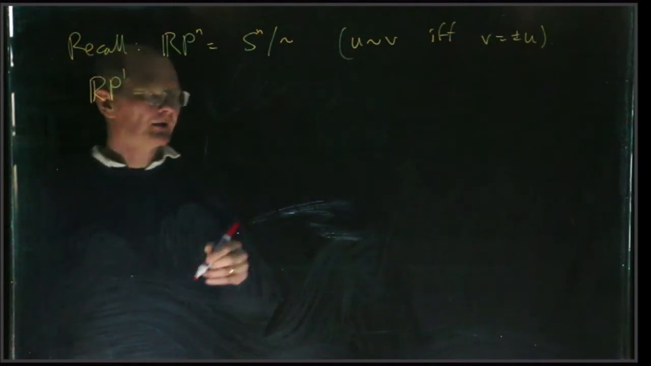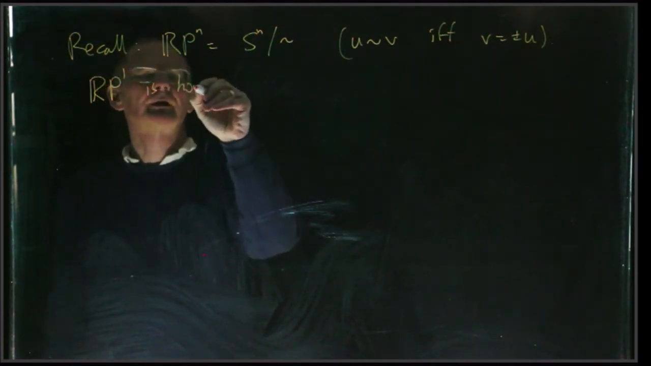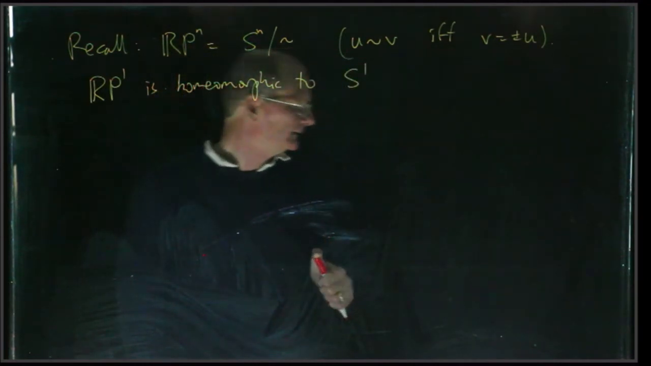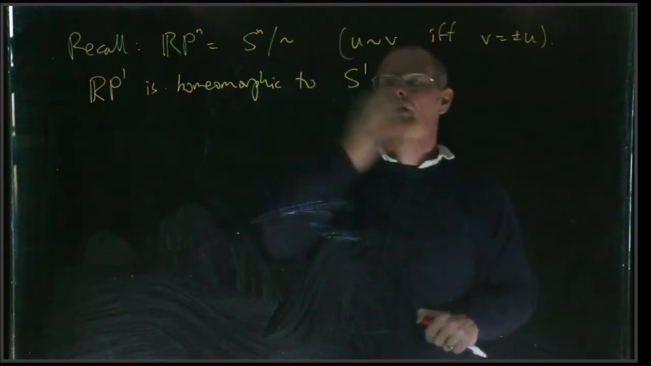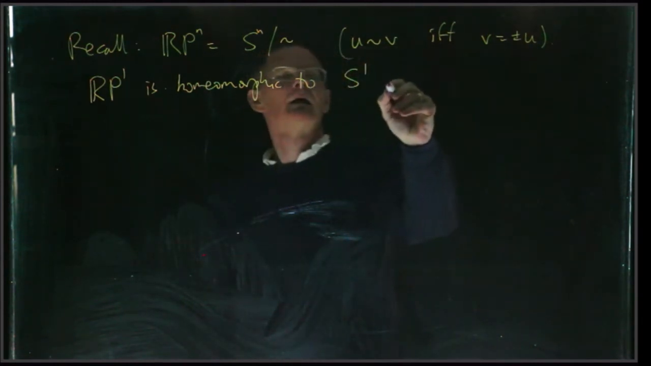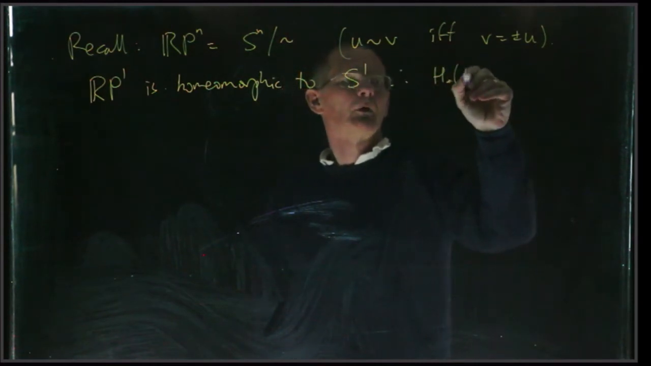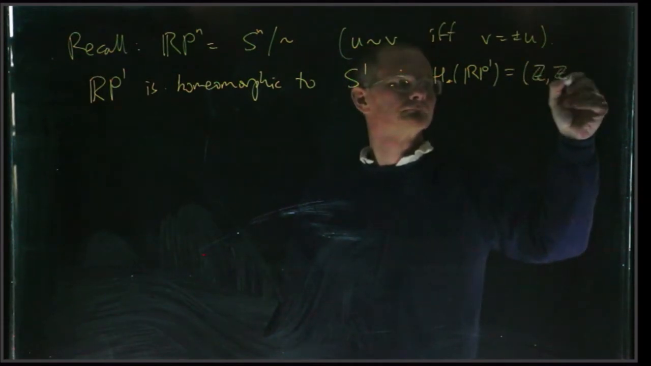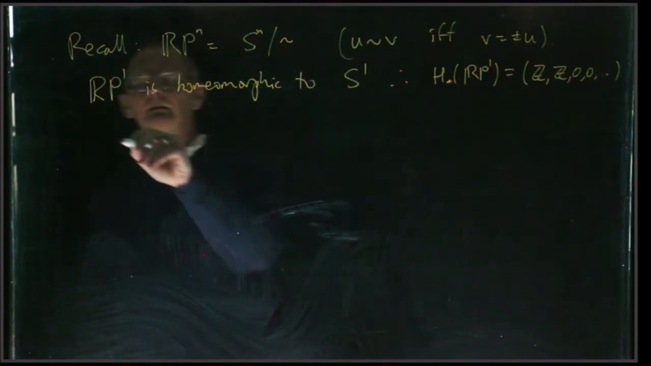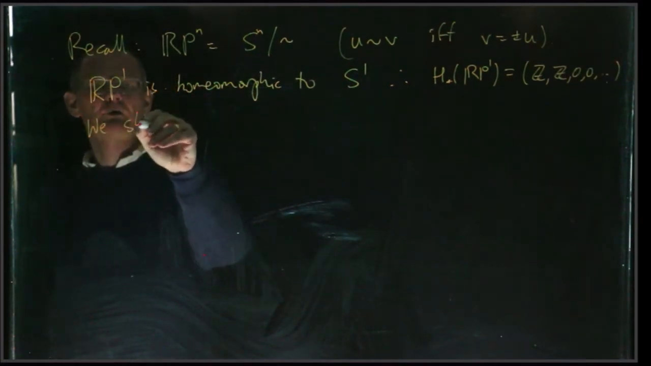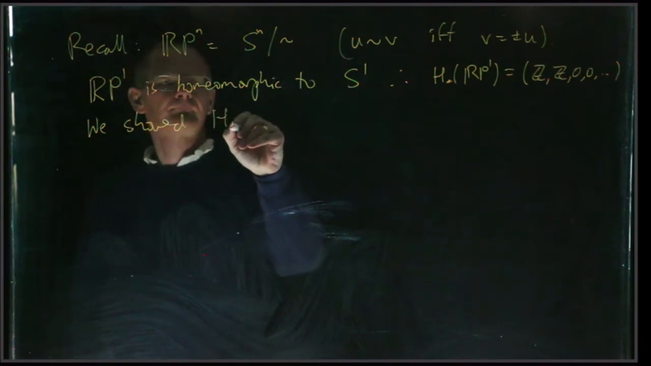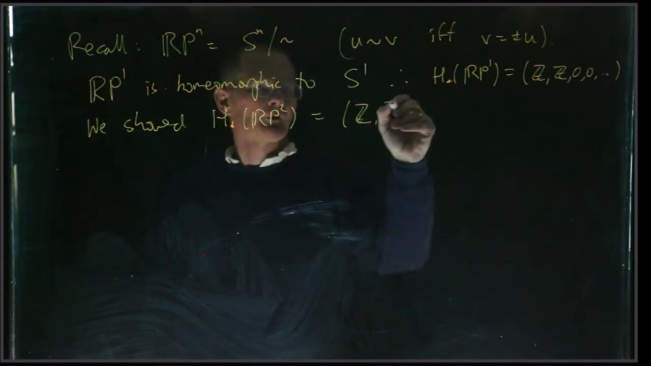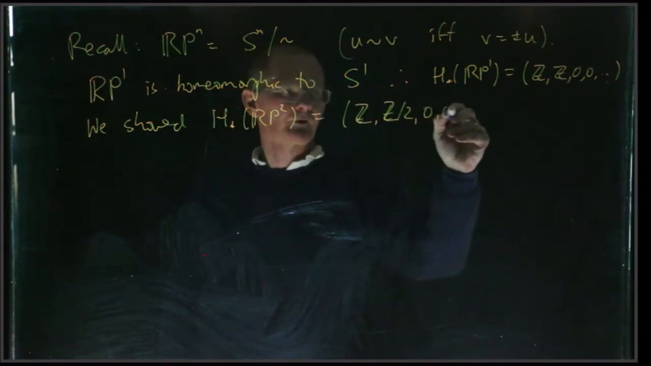So we proved some time ago that RP1 is homeomorphic to S1. Even though it's a quotient of S1, it's also homeomorphic to S1, and so obviously the homology of RP1 is just the usual thing. And we also showed that the next one, homology of RP2, has got a Z and then a Z mod 2 and then zeros thereafter.